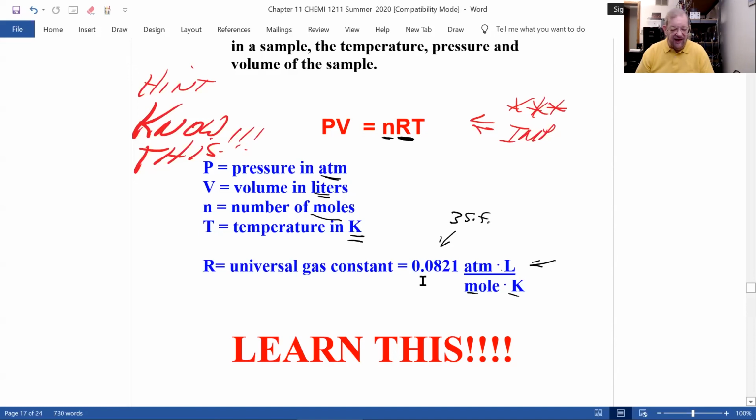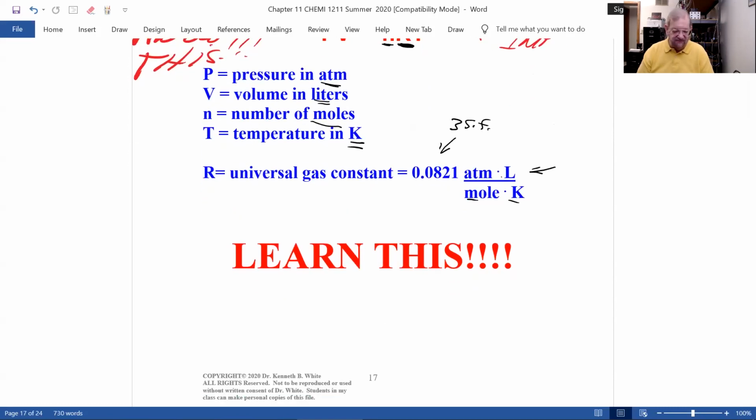That will be given to you. Also, the universal gas law constant is 0.0821. That will be given to you. This whole thing right here in test number 3, useful information. I used to make students memorize it, but not anymore. You just have to learn how to use this.